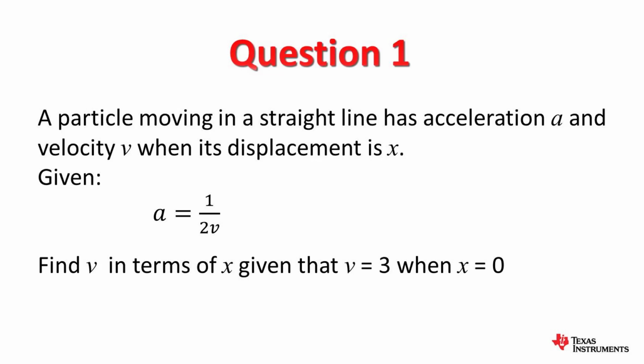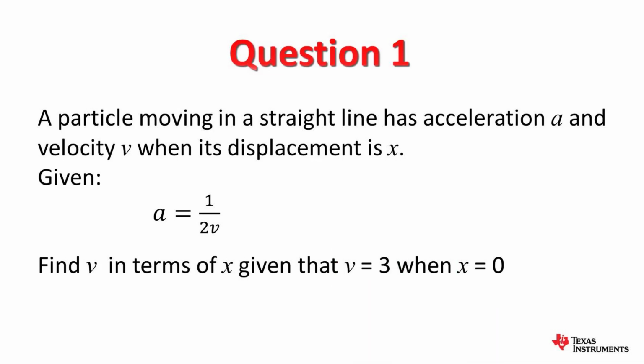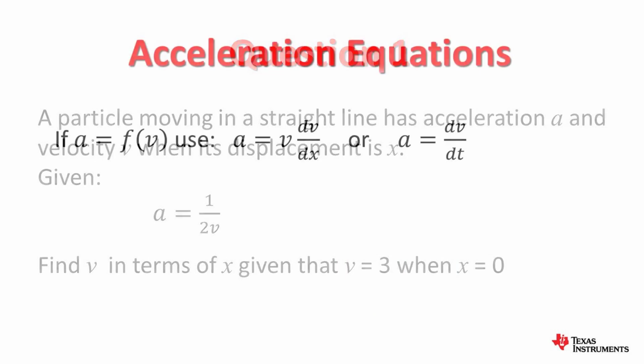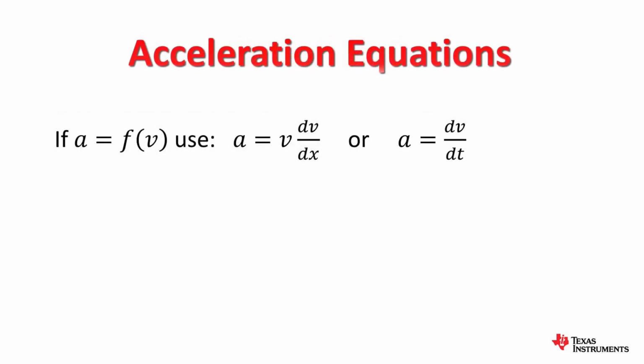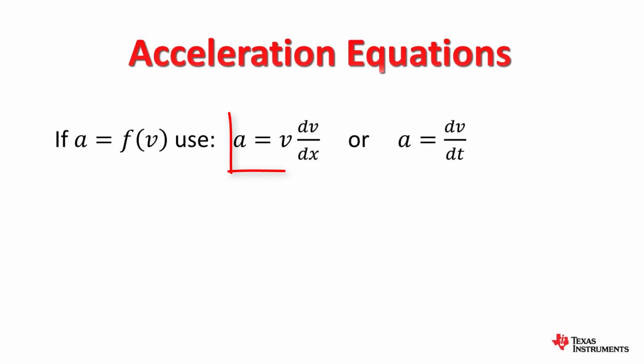So it's important to realise that our condition links v and x, that when the displacement is 0, the velocity is 3. And it's very important for you to realise that if the acceleration is a function of velocity, then you do have two possibilities. You could use a equals v dv/dx or a equals dv/dt. In this example, as the conditions relate to v and x rather than v and t, we will use a equals v dv/dx.